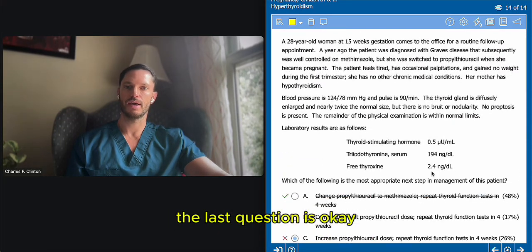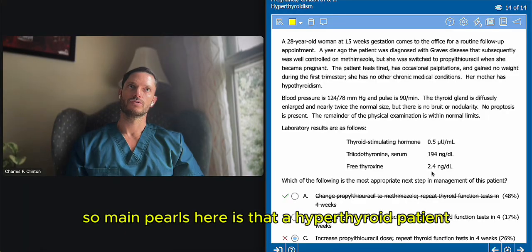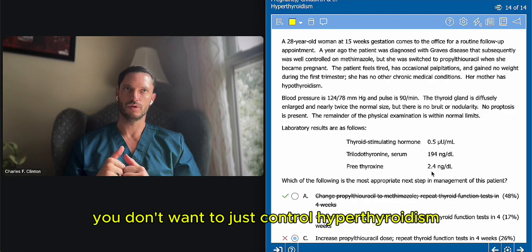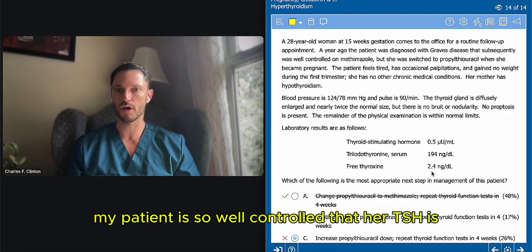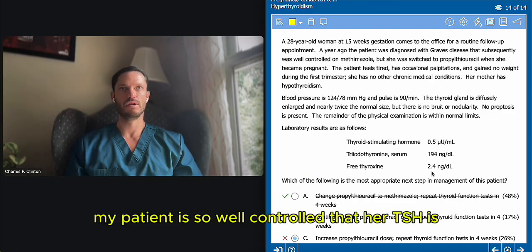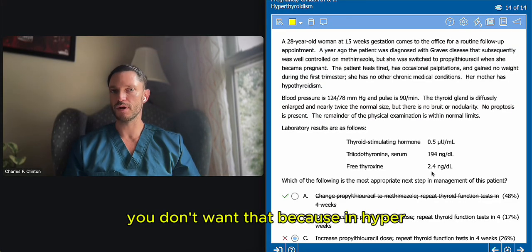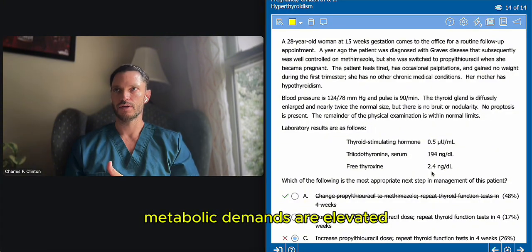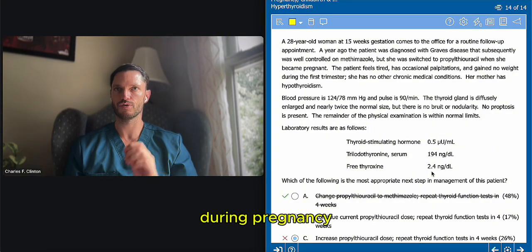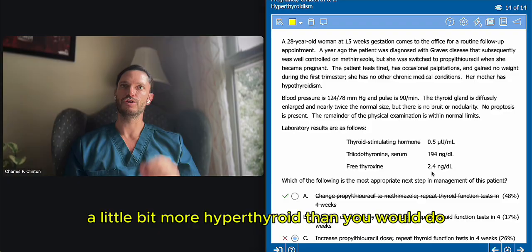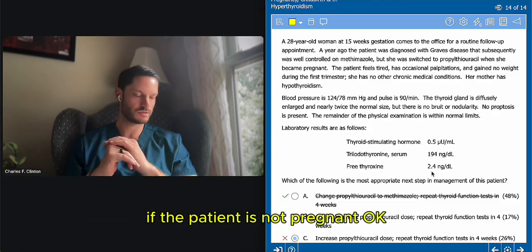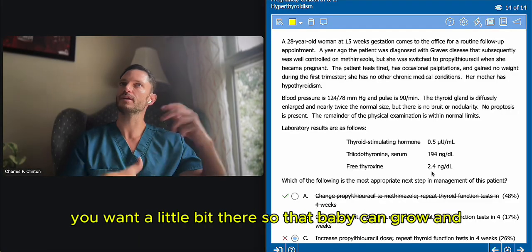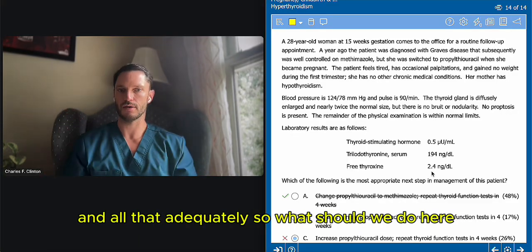The last question is, how do you treat hyperthyroidism in pregnancy? The main pearl here is that with a hyperthyroid patient in pregnancy, you don't want to just control hyperthyroidism and be like, oh, my patient is so well controlled that her TSH is below the low limit of normal. No, you don't want that, because in a pregnant patient, remember, metabolic demands are elevated. So you want to maintain a hyperthyroid patient during pregnancy a little bit more hyperthyroid than you would if that same patient is not pregnant. If the patient is not pregnant, control the hyperthyroidism as well as you can. If the patient is pregnant, you want a little bit there so that the baby can grow adequately.